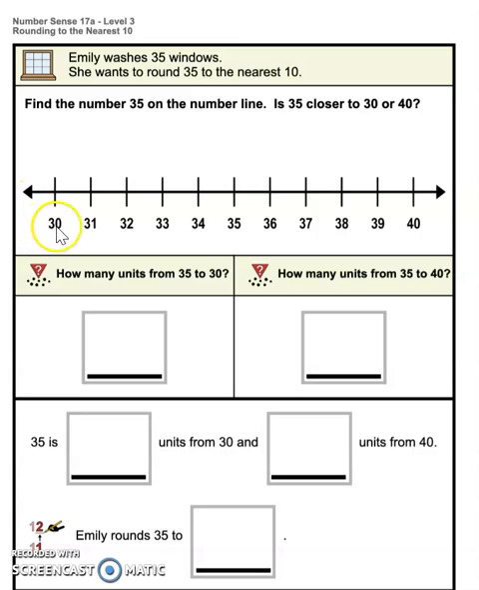Let's look for it. 30, 31, 32, 33, 34, 35. Great, so we can go ahead and make our dot right here on 35. Okay. Is 35 closer to 30 or 40? What are we going to count first? Yeah, we're going to count down to 30 first. So let's go ahead and do it. Draw your bumps. 1, 2, 3, 4, 5. So we can fill this out right here.